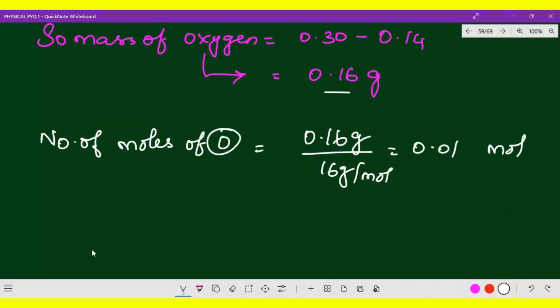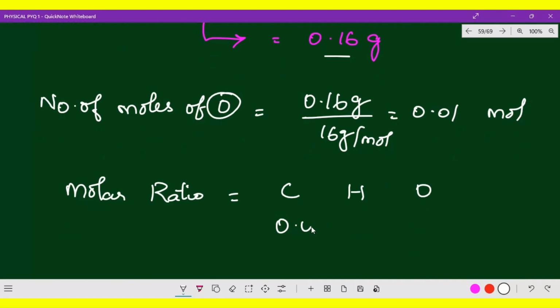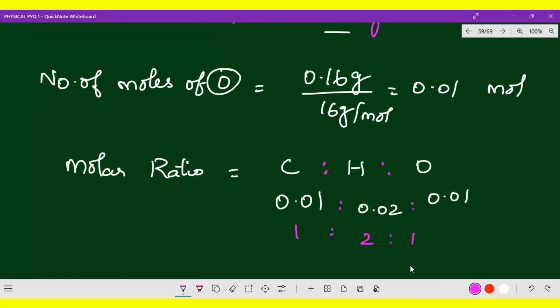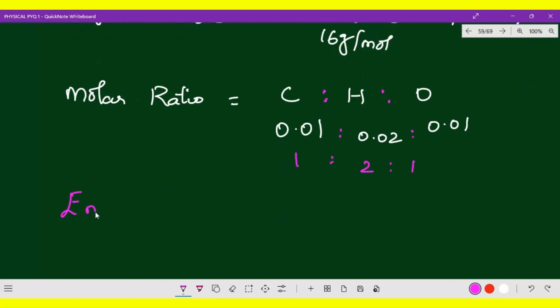So what is the molar ratio? Molar ratio of carbon, hydrogen, oxygen is 0.01, 0.02, 0.01. That means the ratio is 1 is to 2 is to 1. So here we can bring the empirical formula. This is carbon, hydrogen, oxygen: carbon 1, hydrogen 2, oxygen 1.